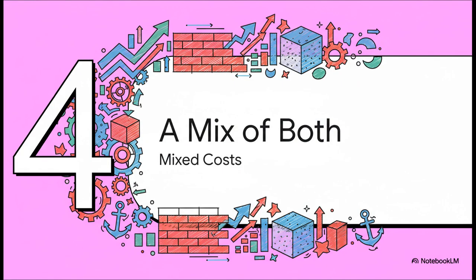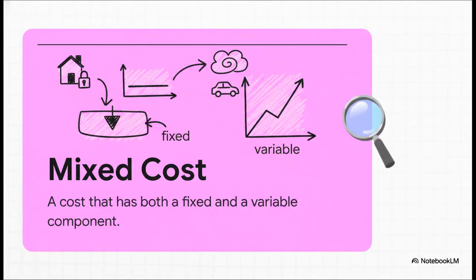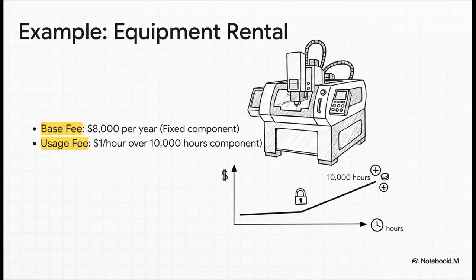Okay, so we've got variable costs in one bucket, fixed costs in another. But the real world is never quite that clean, is it? Some costs actually have a little bit of both, which brings us to our third type, mixed costs. And it's pretty much what it sounds like. A mixed cost is a single expense that has both a fixed part and a variable part baked into it. You pay a certain base amount no matter what, and then you pay extra based on how much you use something.